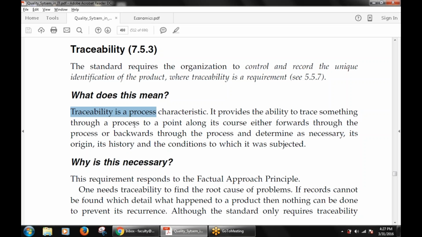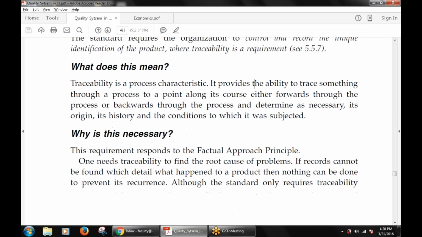And traceability is a process characteristic. It provides the ability to trace something through a process to a point. Whatever the process, whatever the point that is carried out, you have to put in a process design that is available with traceability. So this is one of the process characteristics. It provides the ability to trace something through a process to a point along its course, either forward through the process or backward through the process. Its origin, its history, and the conditions to which it was subjected should be available as necessary and possible, so that it is used for traceability.